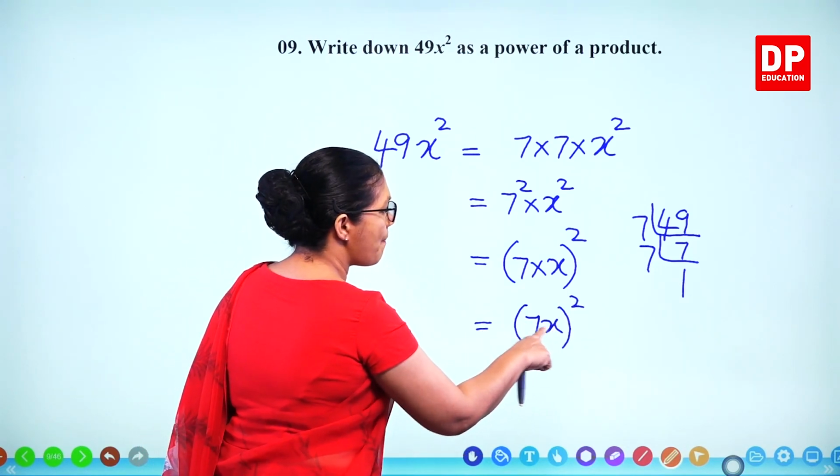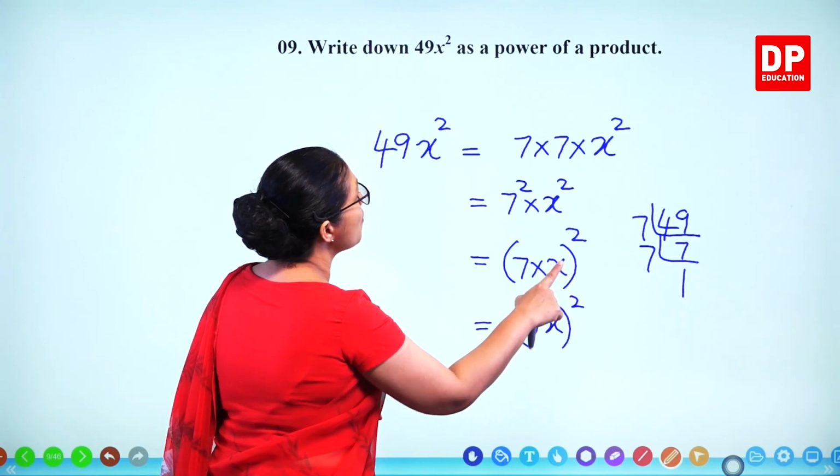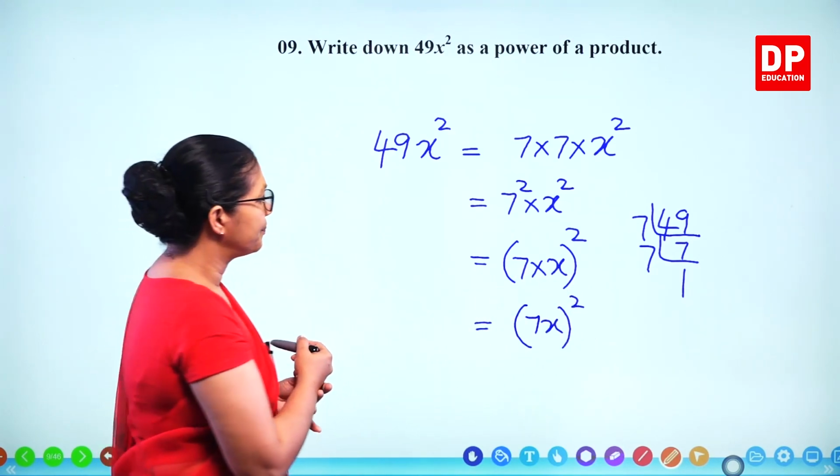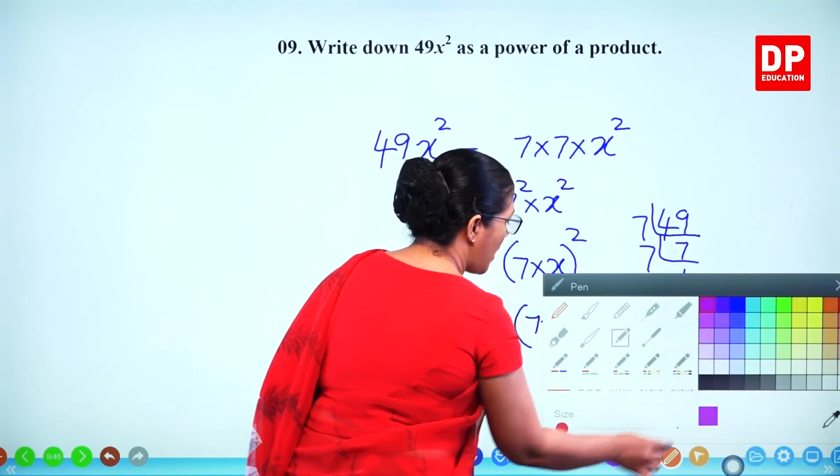So this means product and this is the power. So power of a product. 2 marks.